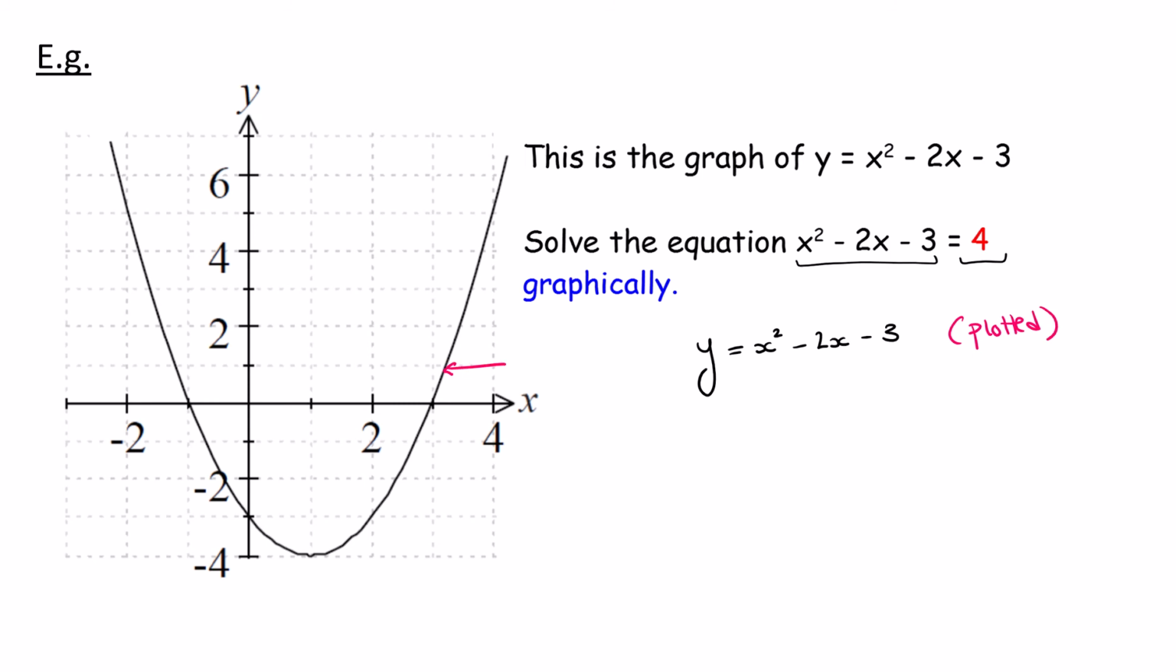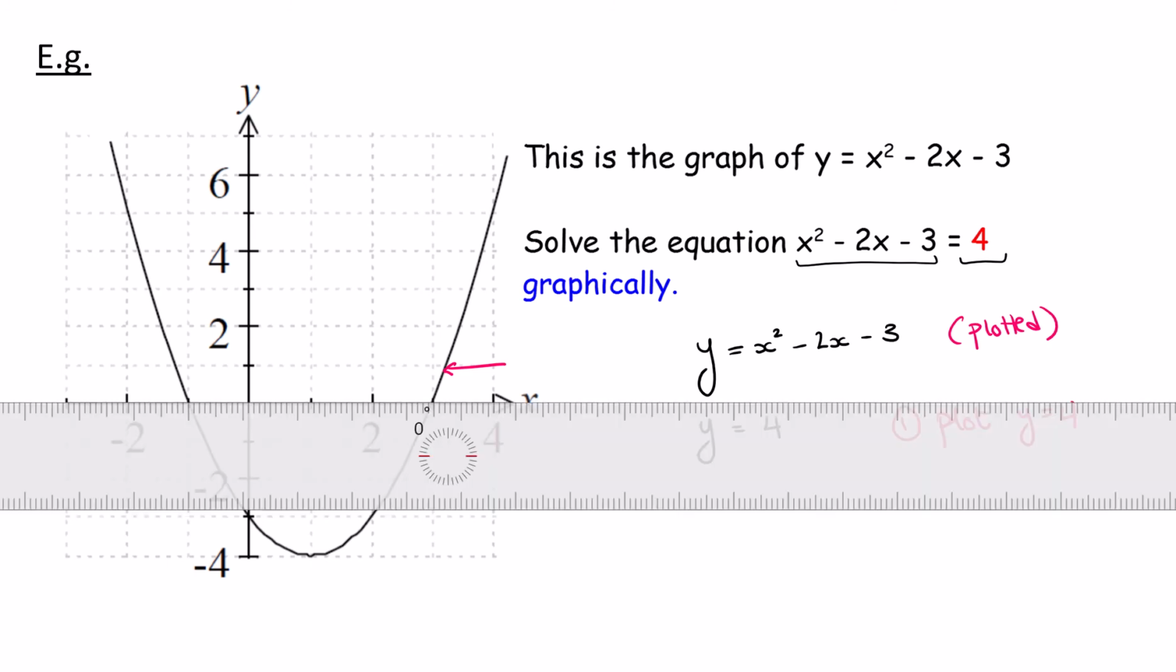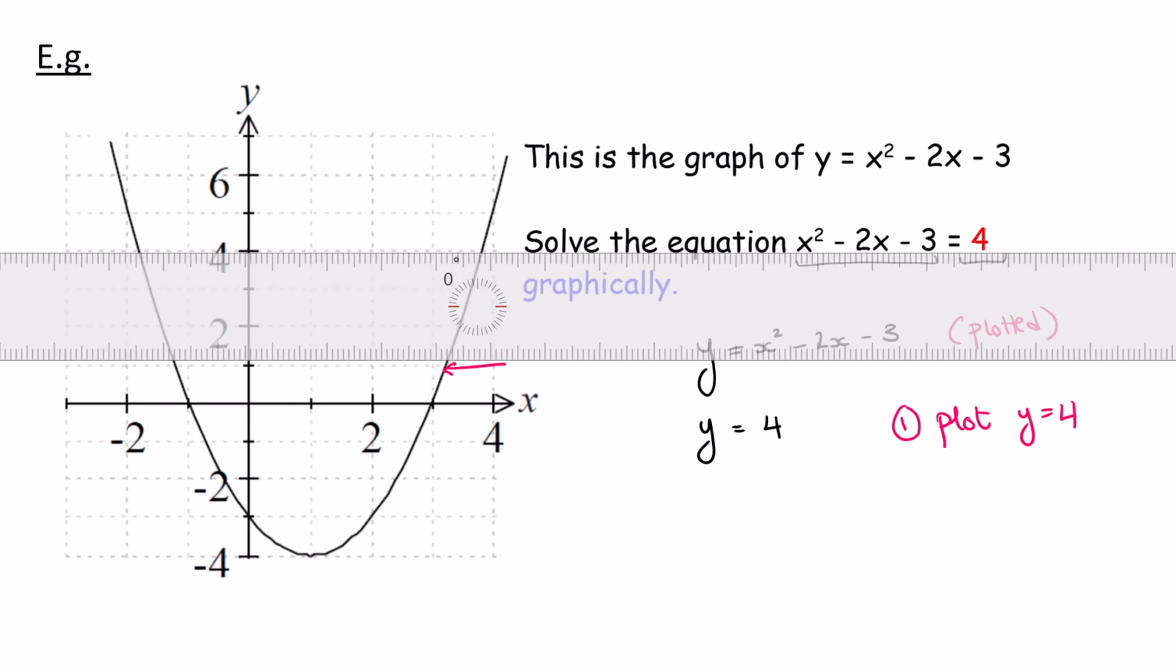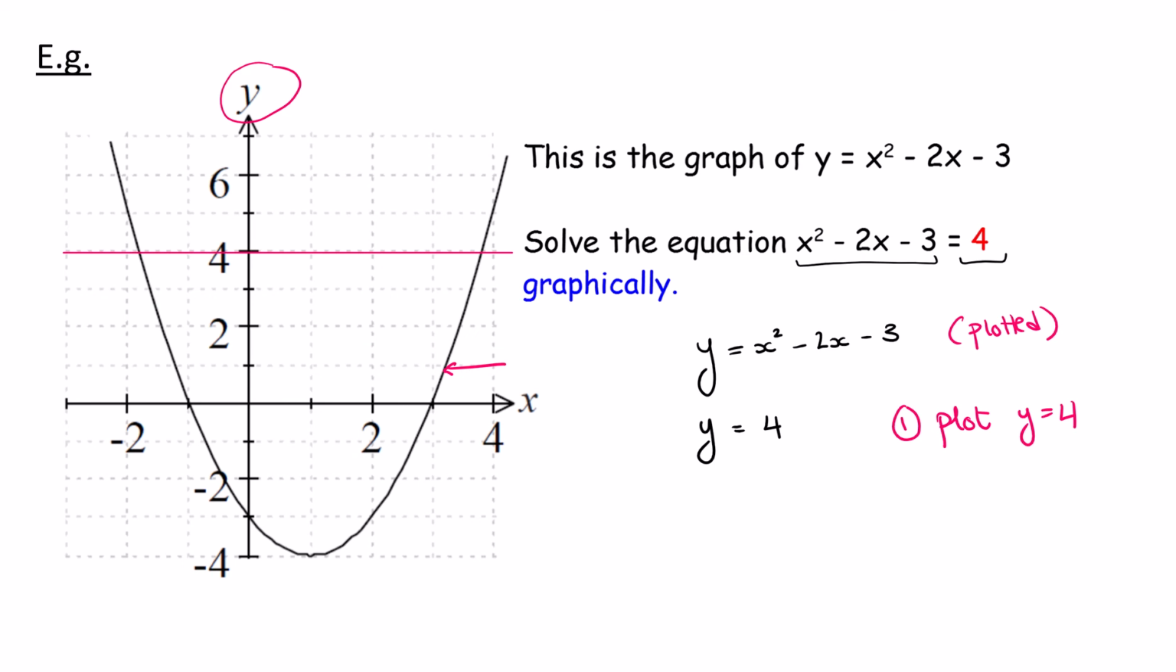It's that quadratic. And the second equation is y equals 4, and that one isn't plotted. So your step 1 is to plot the line y equals 4, which is a horizontal line that cuts the y-axis at +4. So this is the line y equals 4, and you can see that it cuts the graph here and there.